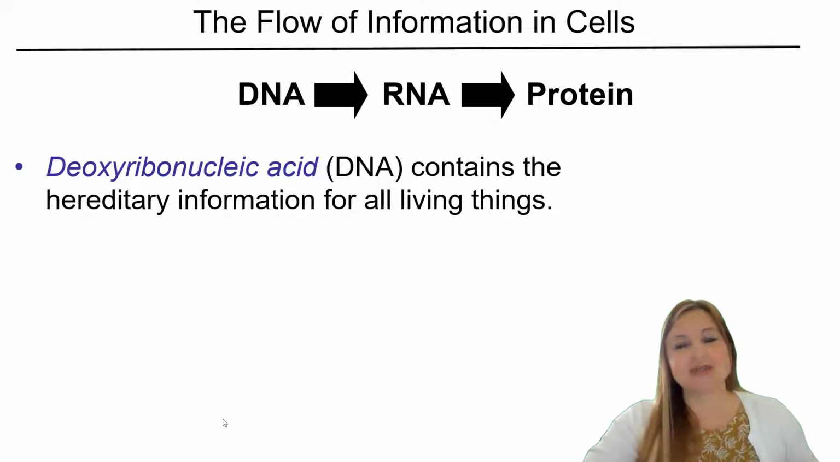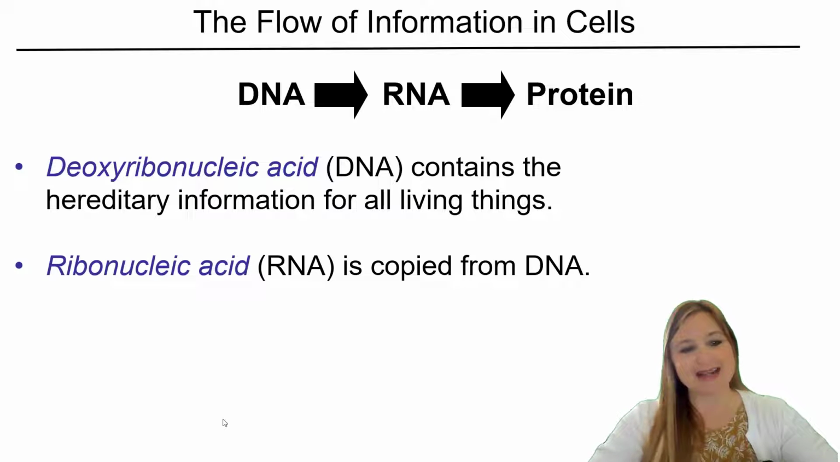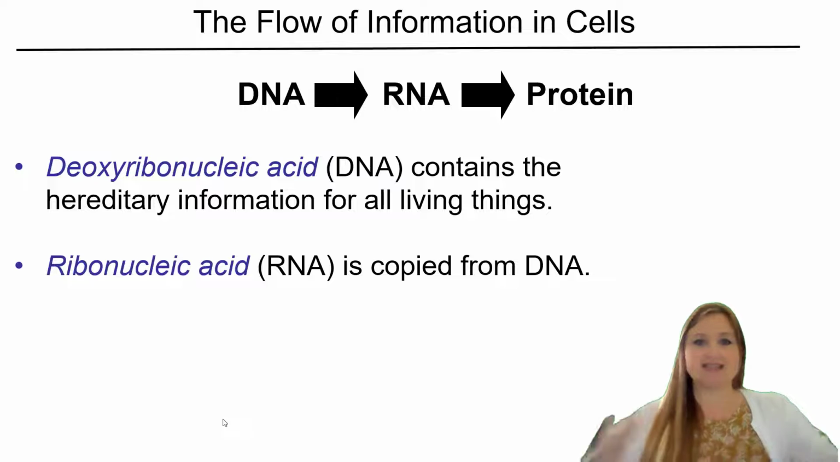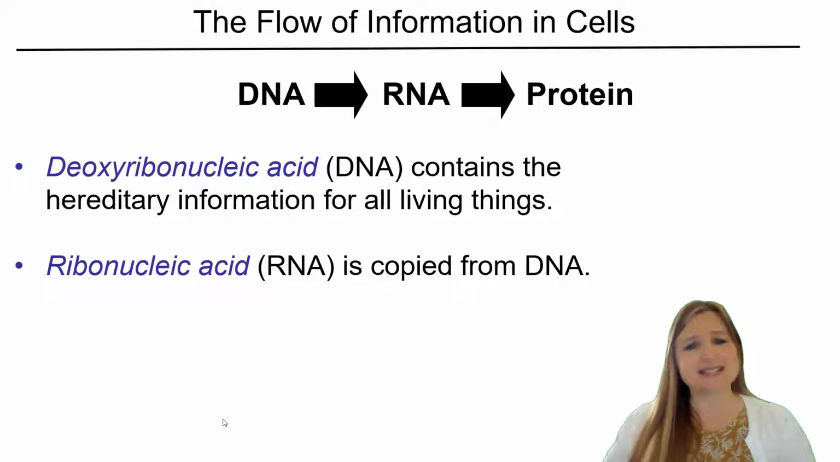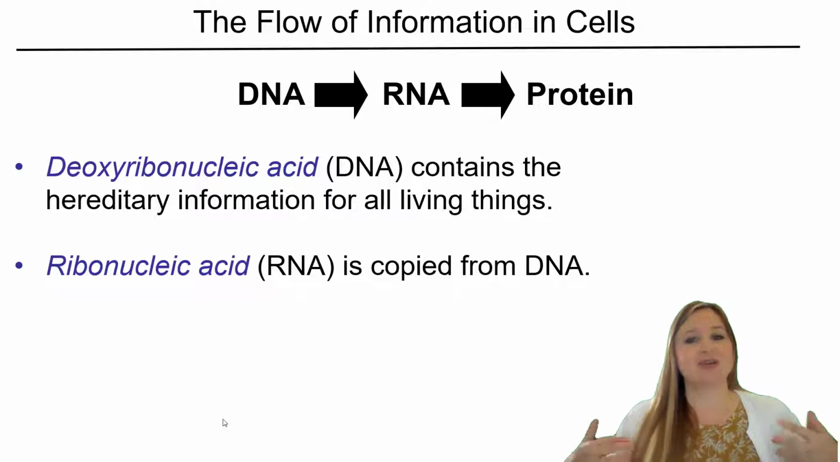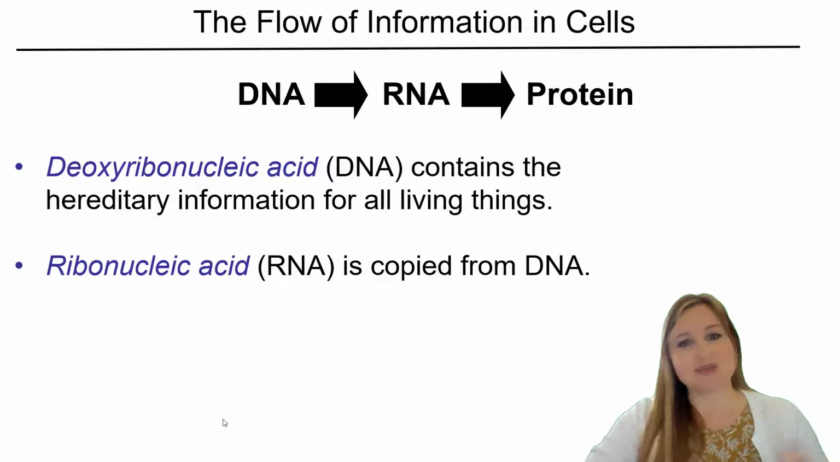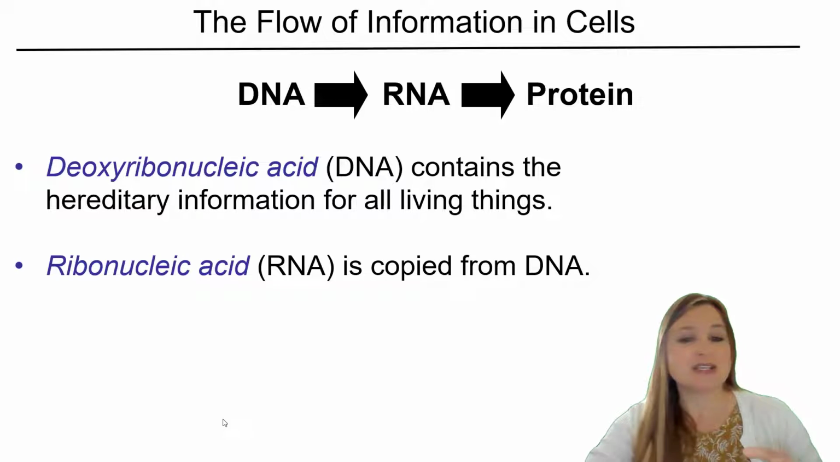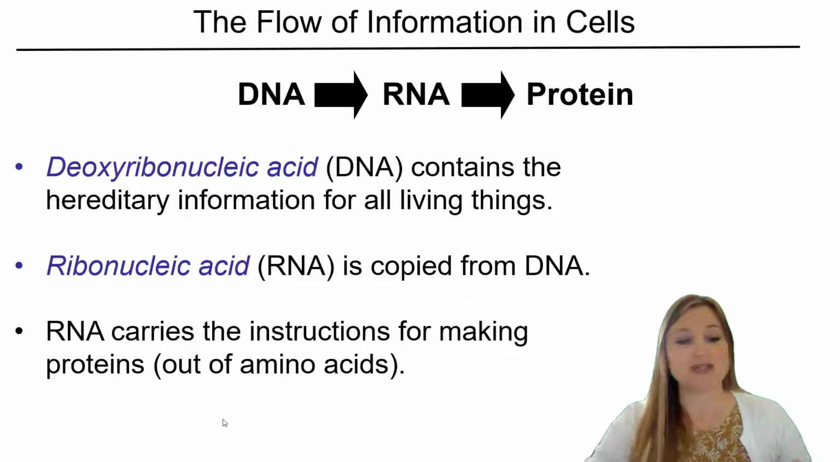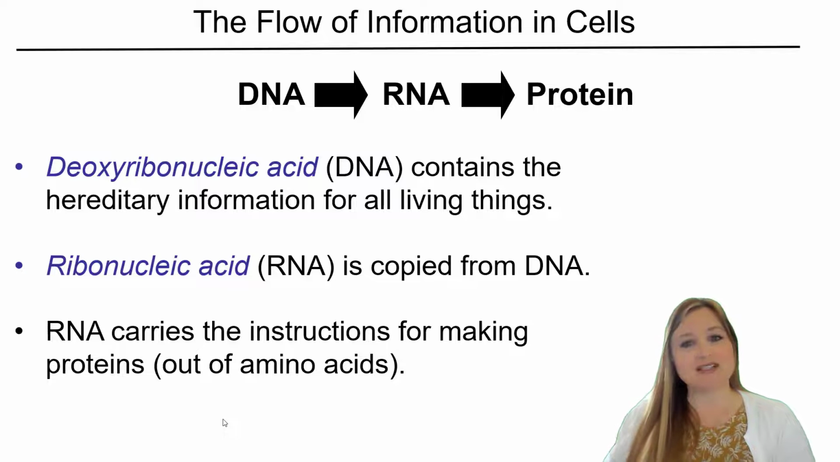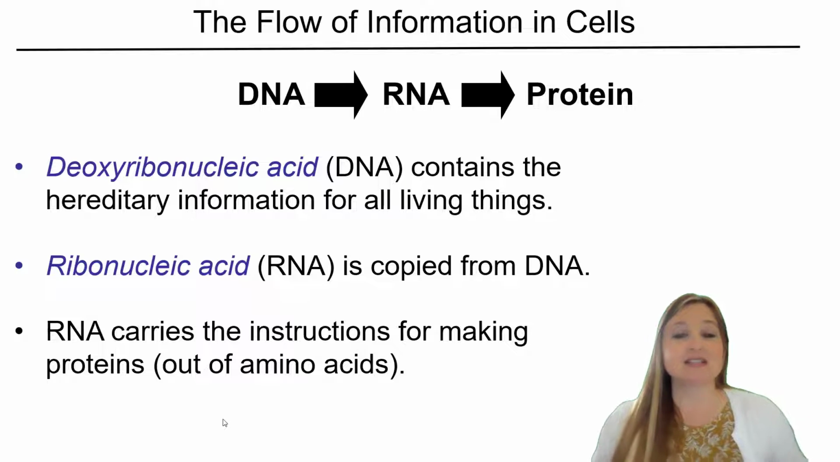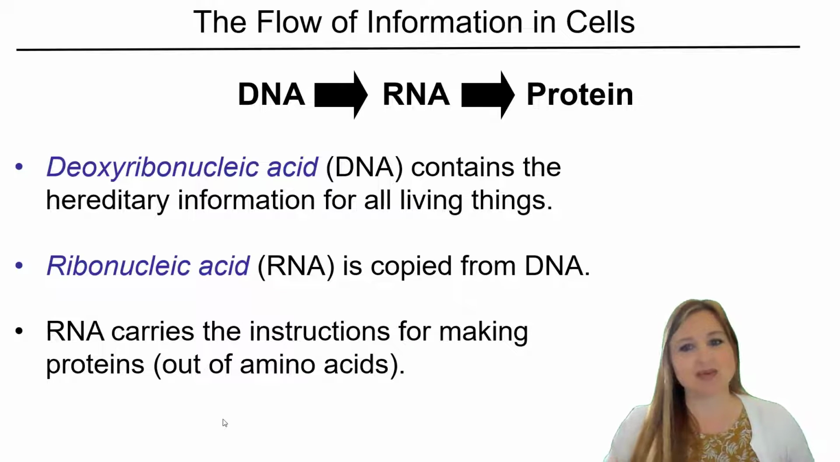Now, DNA is used as a template to transcribe RNA. And RNA is copied from DNA. So RNA is a temporary copy of this information. RNA stands for ribonucleic acid. Okay, so say that term. Ribonucleic acid, exactly. And then RNA is read by ribosomes, and the ribosomes use the information in that RNA to assemble a protein. So RNA carries the instructions for making proteins, and those proteins are going to be made out of amino acids, and it's the ribosomes within the cell that make those proteins.